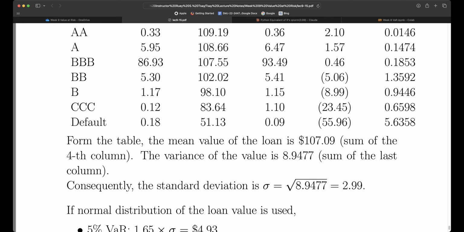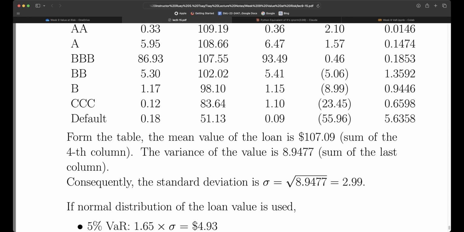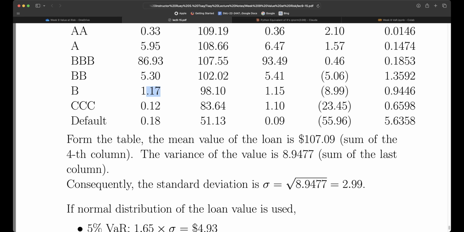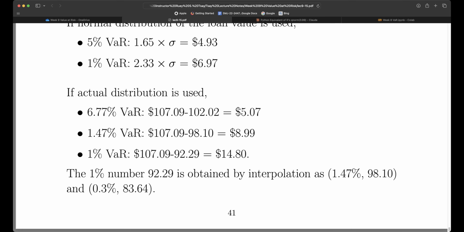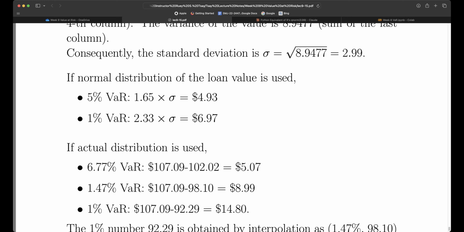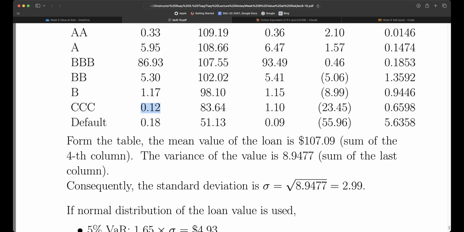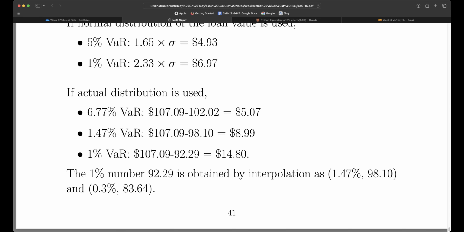Where is 1%? The number should be between these two, this 15 and this. So we have to do some weighted average, and then possibly we get this number. The 1% number, 92.96, is obtained by interpolation. We get 1.47% if we add these three, so 1.47% over 98.1, about this one. And if we add these two, the value is this one. So by weighted averaging this and this, we have $92.